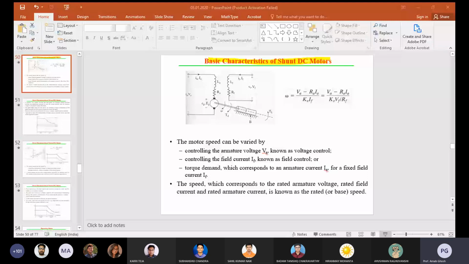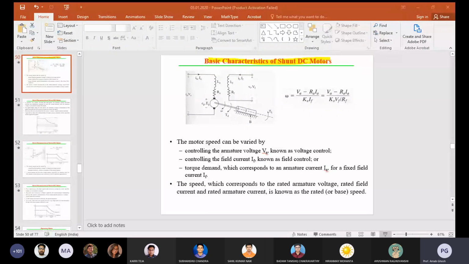So from there the motor speed can be varied directly. The next one is the speed corresponding to the rated armature voltage, using the field current and the related armature currents, known as the rated speed. The rated values of all the components give the speed you get, which is your rated speed. Here you can see that dotted line is your rated speed or base speed.